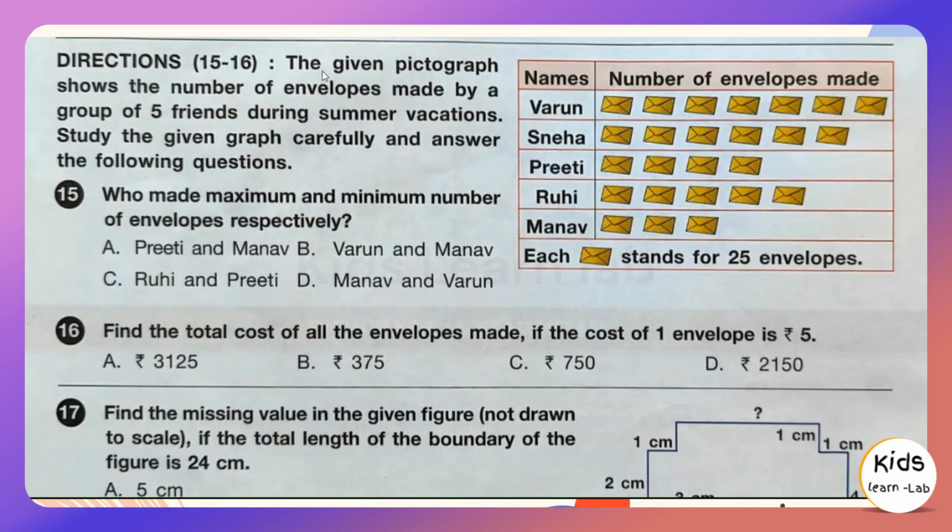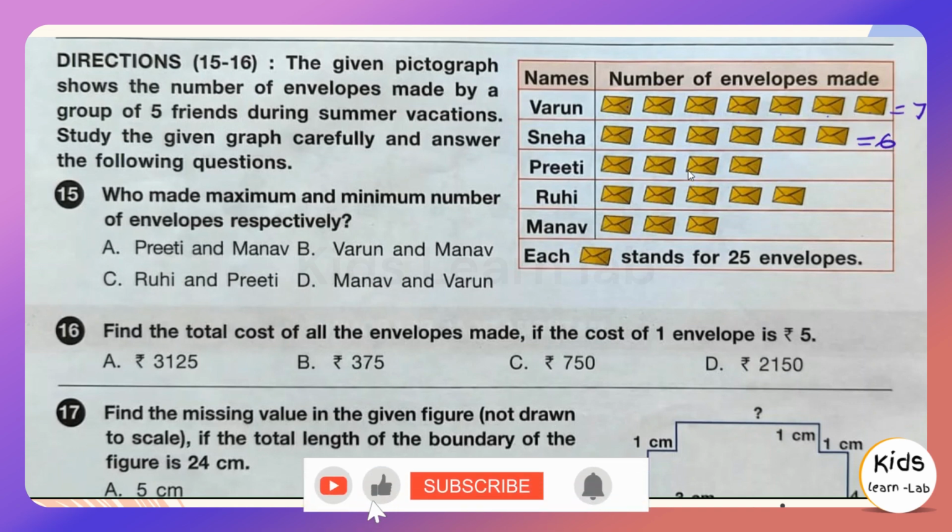Directions 15 to 16. The given pictograph shows the number of envelopes made by a group of 5 friends during summer vacation. Study the given graph carefully and answer the following questions. Names are given. Number of envelopes are made. So Varun has how many envelopes made? 1, 2, 3, 4, 5, 6, 7. So Varun has made 7 envelopes. Sneha has made 1, 2, 3, 4, 5, 6. Preeti has made 1, 2, 3, 4. Ruhi has made 5. Mano has made 3.